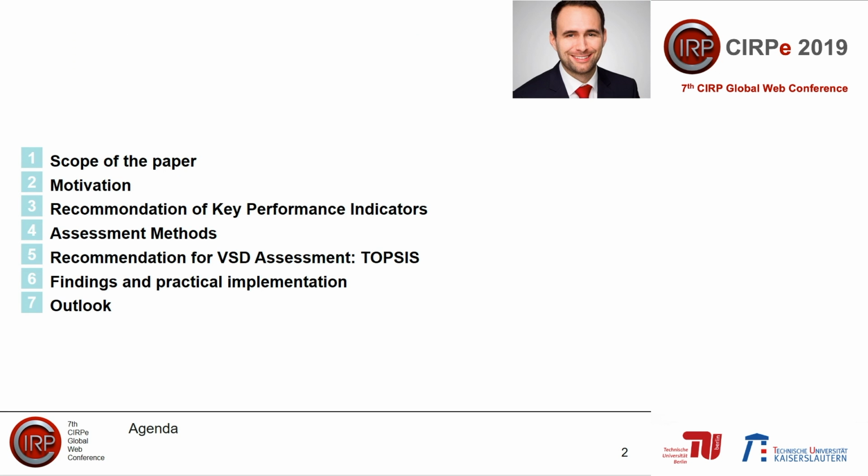In the next minutes, I will give you an overview about our research and the scope of this paper. Afterwards, I will show you the motivation for what we've done here. The motivation results in an analysis of existing key performance indicators for value streams and existing assessment methods concerning production systems. Based on our literature review, we give a recommendation on how to assess different future state maps in value stream design. And last but not least, I will give you some first practical findings on an example.